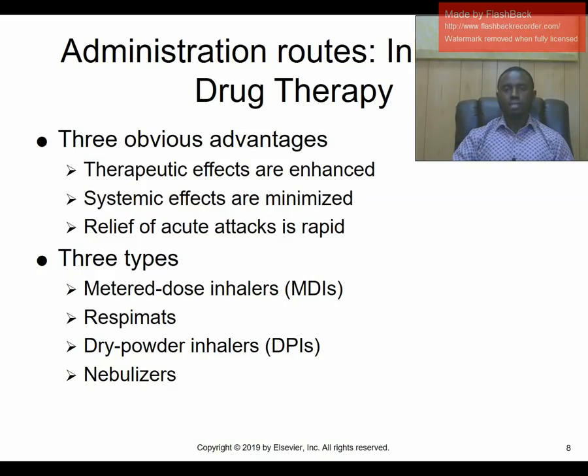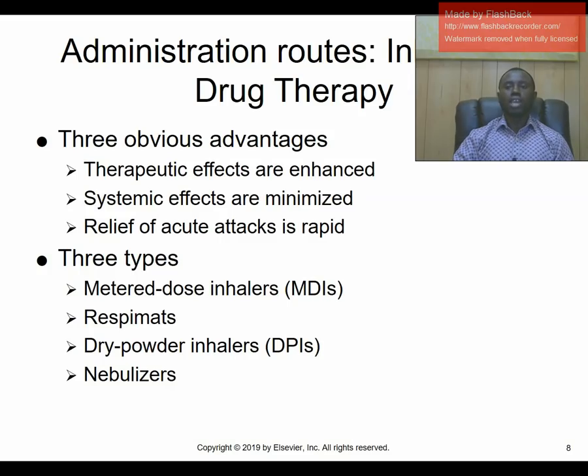Using the inhalation method, there are 3 devices that are used. The first one is called the metered dose inhalers. The second one is the dry powdered inhalers. And the third one is known as the nebulizers.